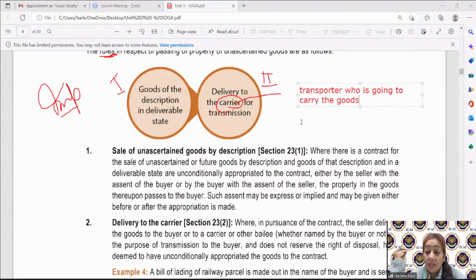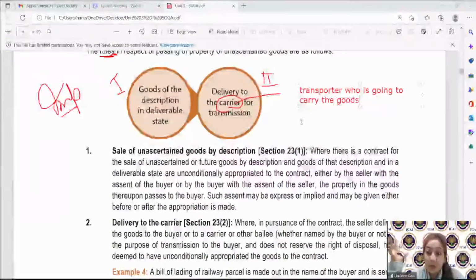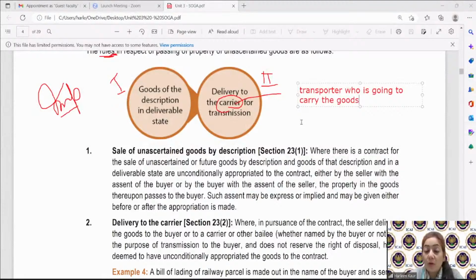So it says for unascertained goods, you have to see the two important rules. Number one, if the goods are to be sold by description, once we have identified those goods by description and they are put in a deliverable state, the property is passed to the buyer. The second is the case where the goods are given to the transporter. Remember all those documents of title to goods, bill of lading, railway receipts? Here we are going to understand how the delivery of goods happens through those documents of title to goods. Now, sale of unascertained goods by description. So let us understand section 23 subsection 1 one by one.